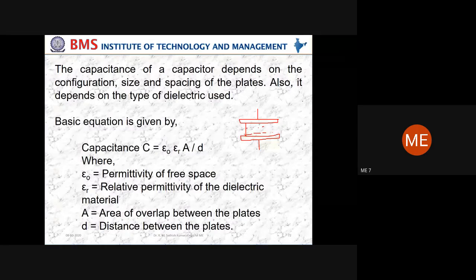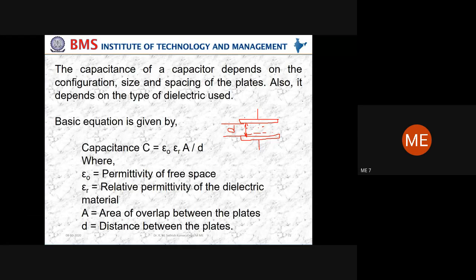Now what is the area of overlap? What is this first of all? This is nothing but the distance between the plates. This is called the value of d. Next is the area of overlap.